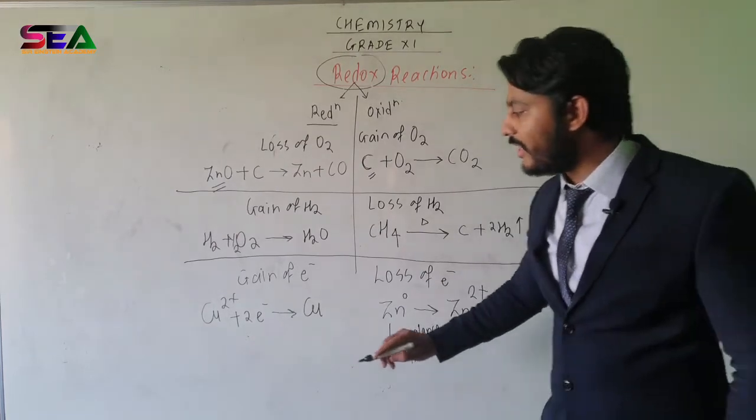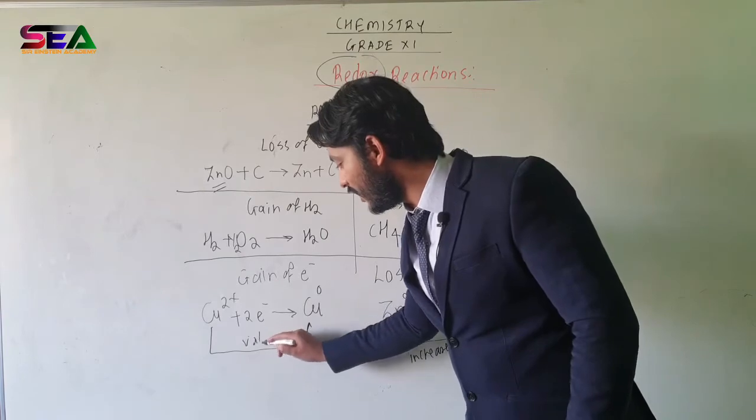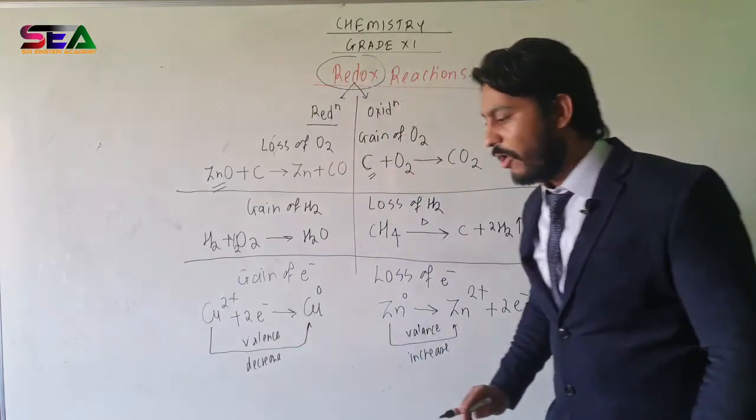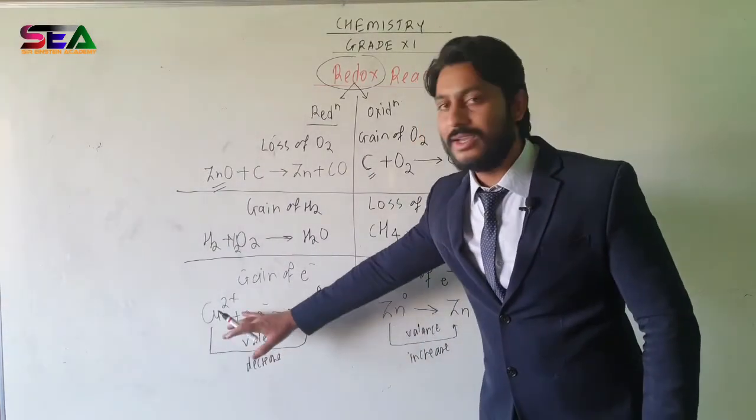And you can find the reverse trend. It was 2+ before, now it has become 0. So valency of the element decreases. So when there is an increase in valency, it is oxidation. When there is a decrease in valency, it is reduction.